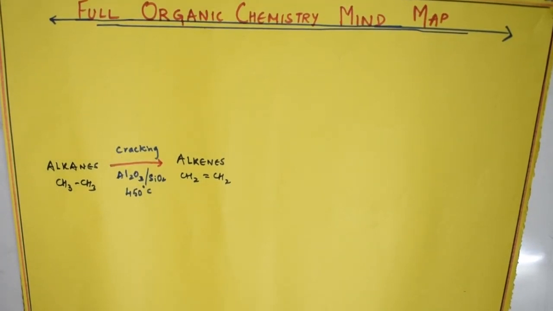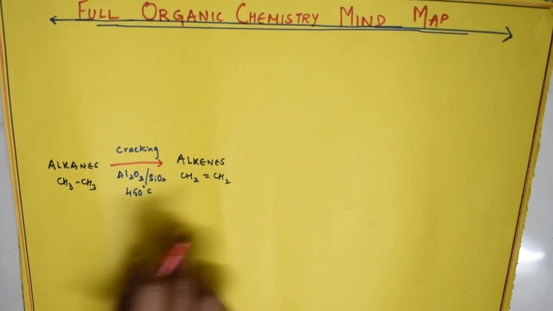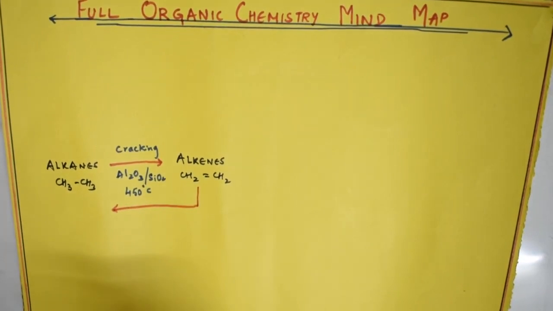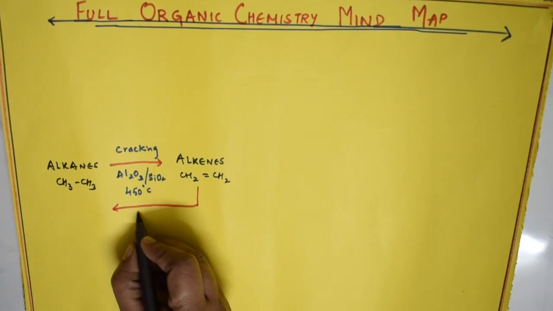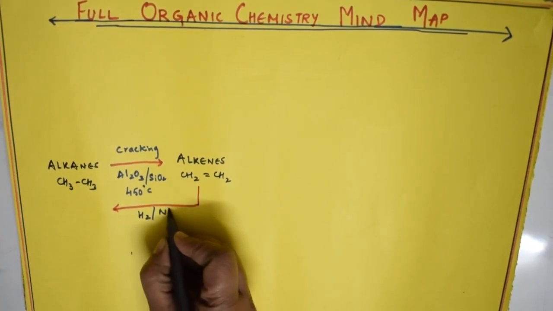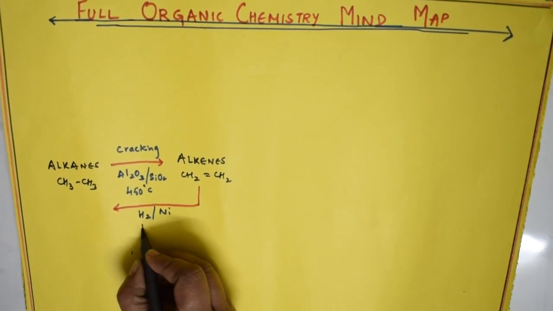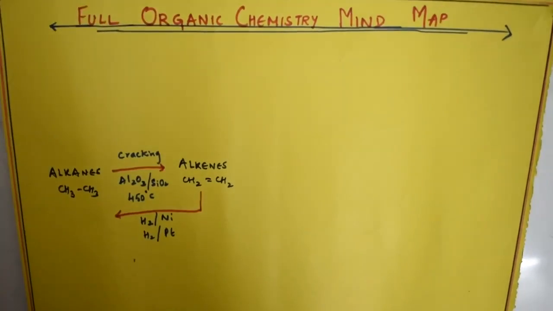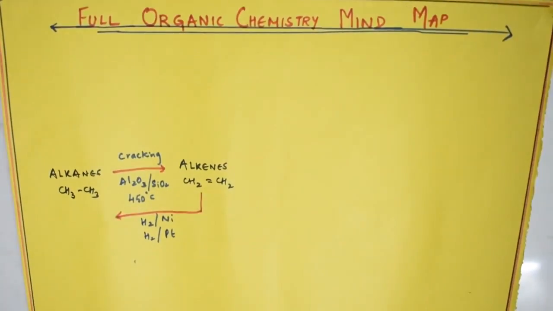This is fine, right students? Now to convert alkenes back to alkanes, just see the reverse. Here we are going to break this double bond and add hydrogen. Addition of hydrogen is nothing but reduction, isn't it? So how do you add? I'm going to add hydrogen in the presence of metal catalyst nickel, or I can use hydrogen with platinum catalyst. This is also fine. So alkanes to alkenes and back is over.